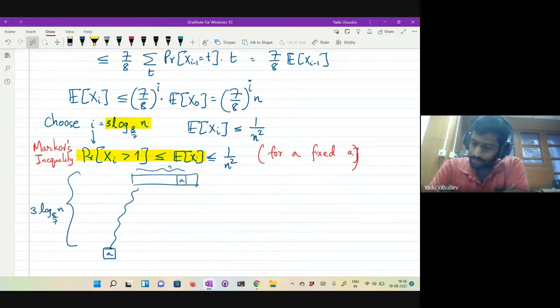So where are we? So we did this. So we are here, and for this value, what we have is the probability that xi is greater than n is 1 over n squared. And what do we need to know?